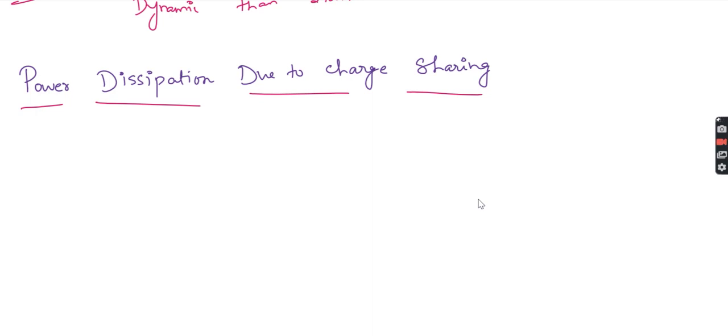The output load capacitance is not discharged, but some part of the charge of the load capacitance might get redistributed. So what is the meaning of that? Let me take an example circuit as a 3 input NAND dynamic gate.